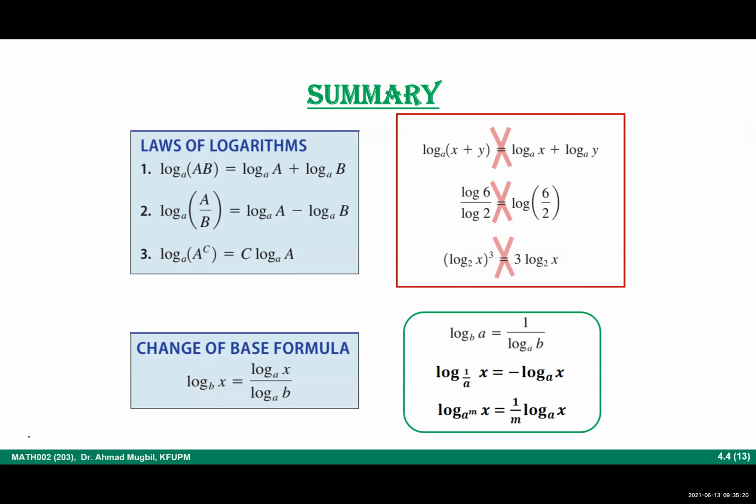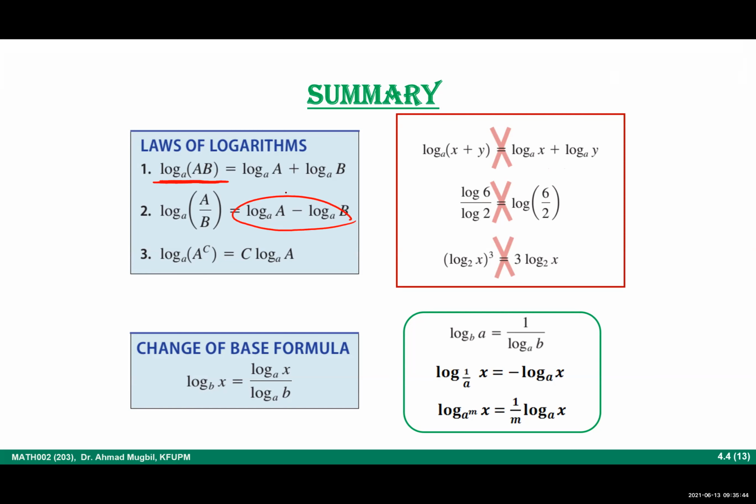We have finished almost everything yesterday. What is remaining, shabab, is just to summarize. What are the laws that we have here? The log of the product is the sum of the logs. Similarly, if you have the sum of two logs, then it equals the log of the product. If you have the log of the quotient, it is the difference of the logs.